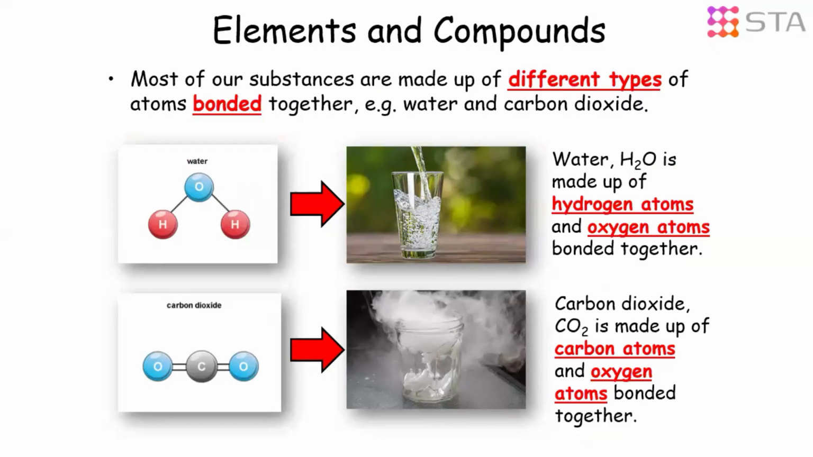So elements and compounds. So most of our substances are made up of different types of atoms bonded together. And the two popular examples to use are water and carbon dioxide. Both are molecules, but these molecules contain different types of atoms or different elements bonded together. So therefore, these are now classified as compounds.